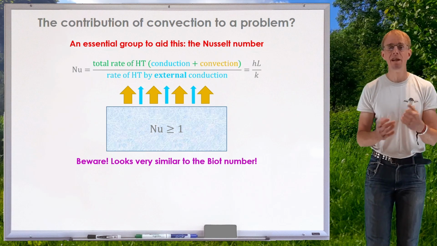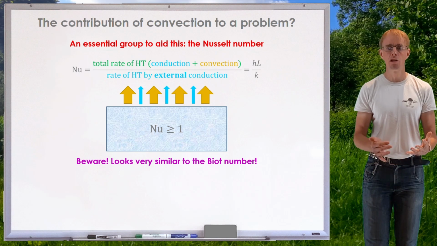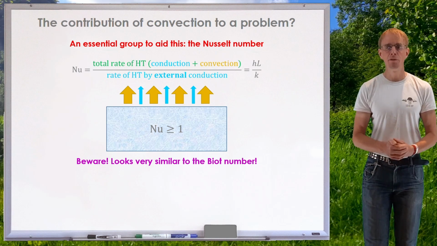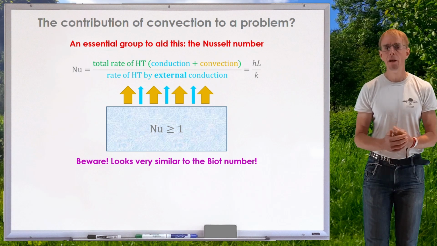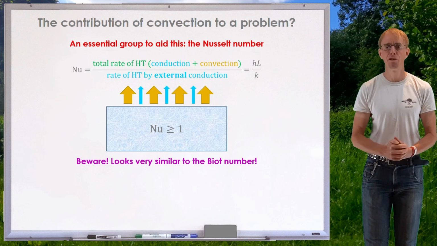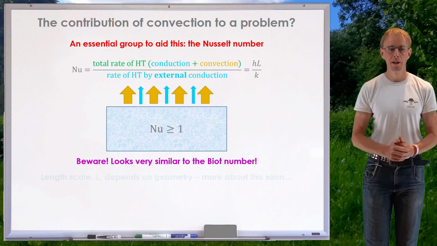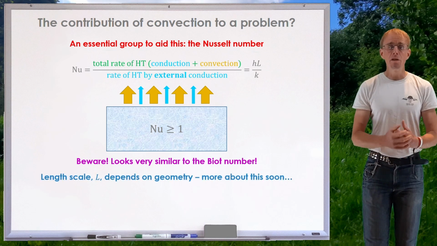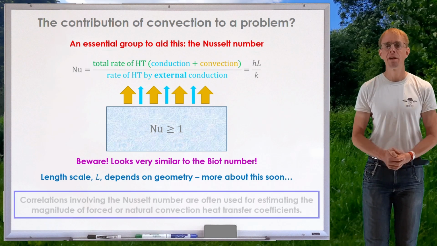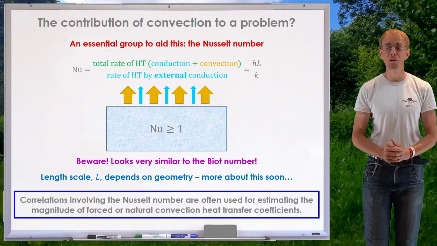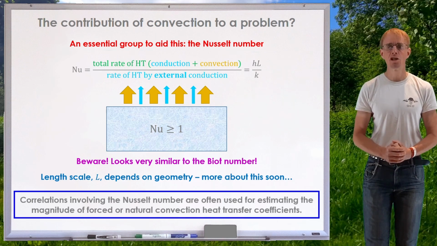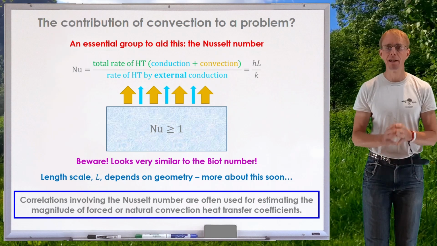Okay, and we'll see in future parts of this lesson there are many correlations that we can use, depending on the geometry of the scenario we're looking at, that give us a value of the Nusselt number, which in turn we can use to get a value of h, the heat transfer coefficient for convection. A lot of Nusselt number problems depend on the length scale of the geometry. We'll talk a lot more about that in future parts of this lesson.